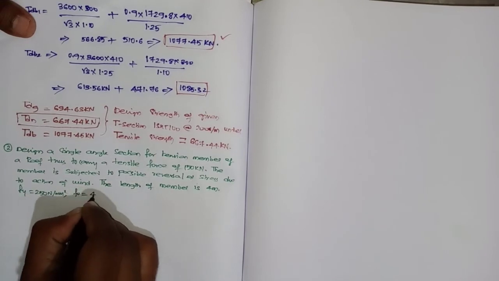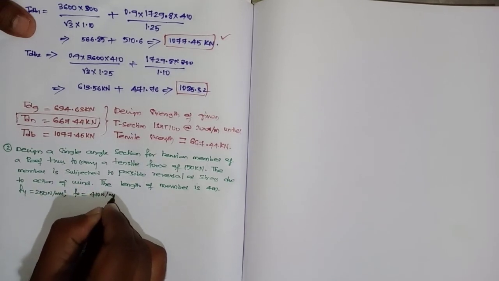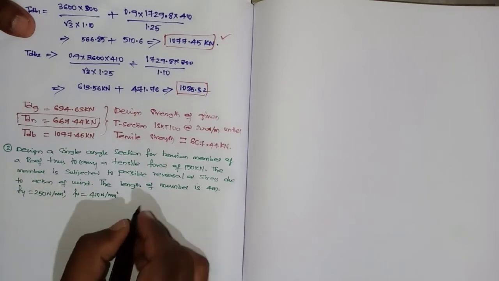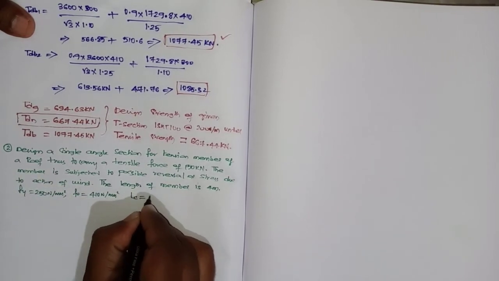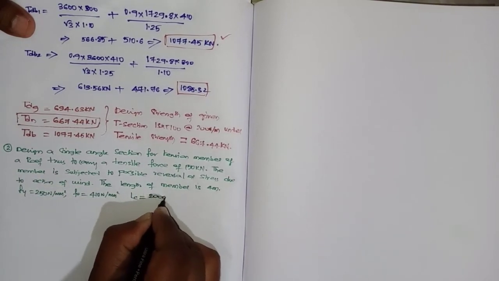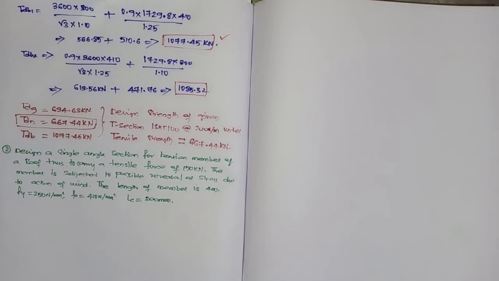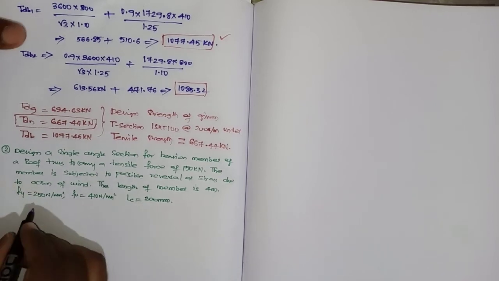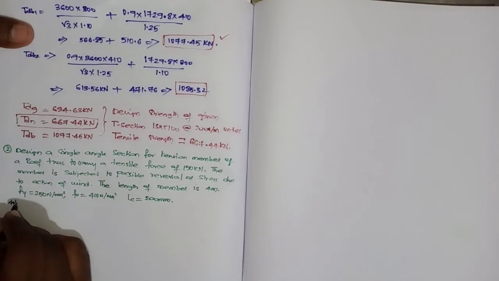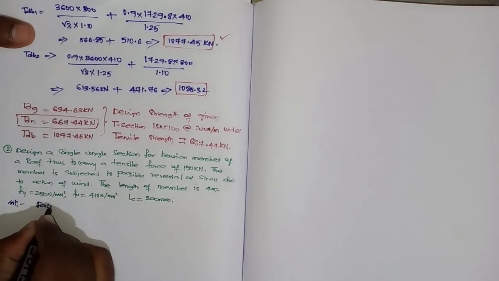Fu is 410 Newton per mm square, and the effective length of weld is 200 mm. So this is the data given. Now in the question it is not mentioned, so we take it as a factored load. So now solve it.